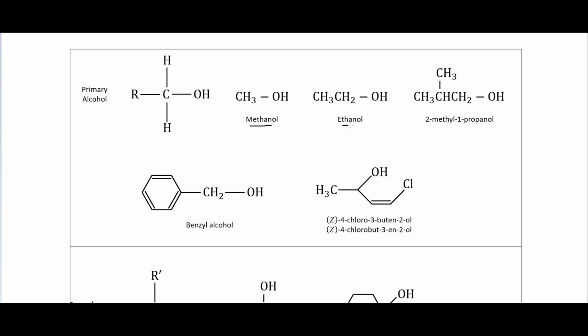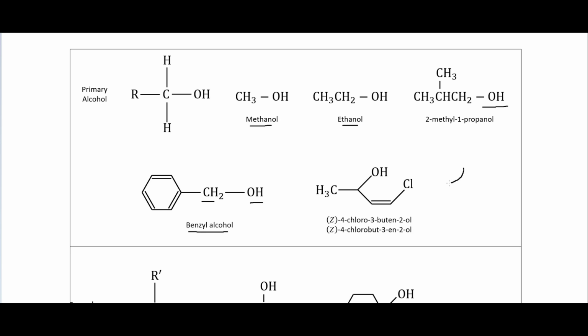Same with ethanol: ethane, but instead of an E at the end, you put an OL at the end, so ethanol. Then we have 2-methyl-1-propanol, so we see that the hydroxyl group here, the alcohol group, is taking priority over the methyl group. Then we also have something like benzyl alcohol. This has the benzene ring, then a carbon before we get to this alcohol group. So that is still a primary alcohol.